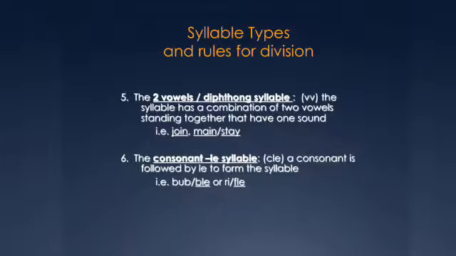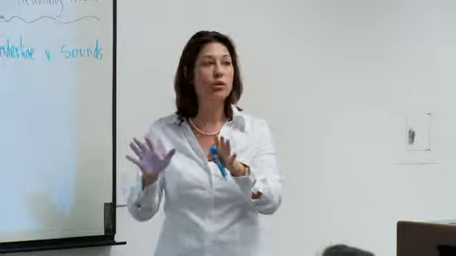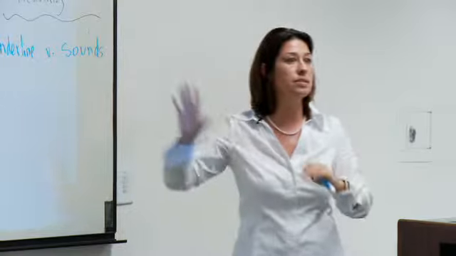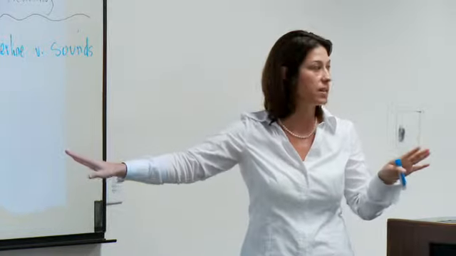Your consonant-LEs are words that end with BLE, bubble, or ZLE, puzzle. Don't follow what the dictionary says. Whatever you do, these syllable types will not be the same as the dictionary. The dictionary is not correct on the syllables, just to give you a heads up.